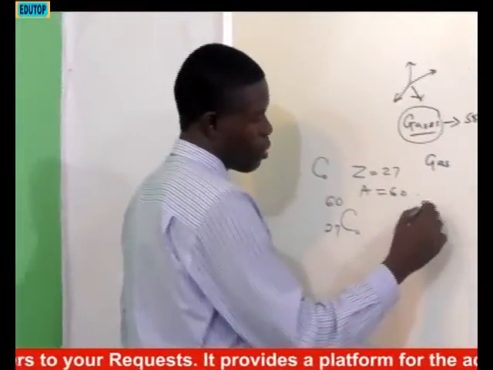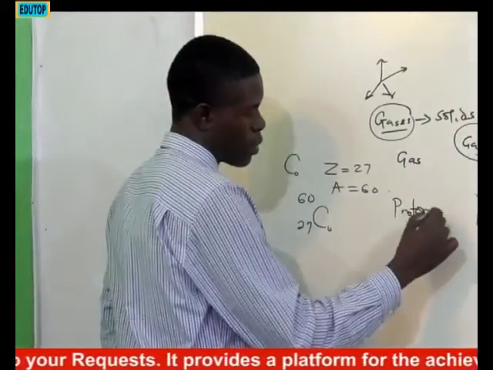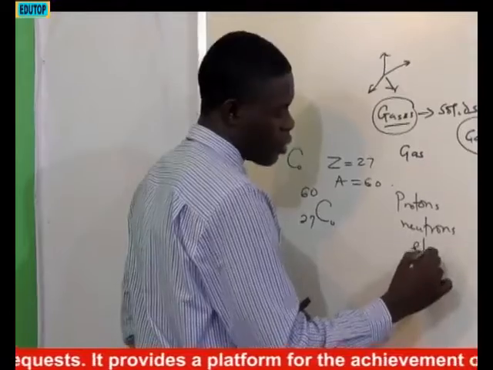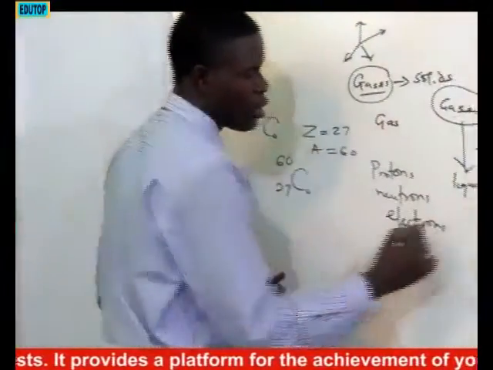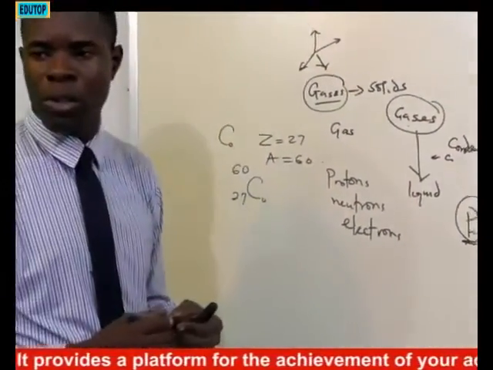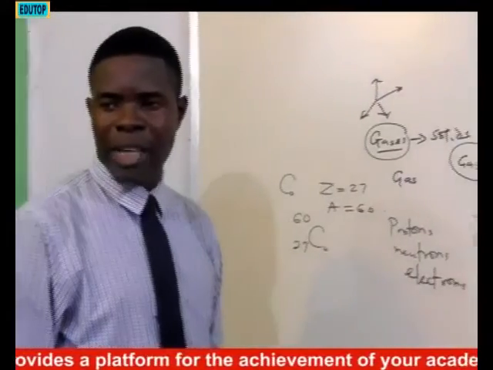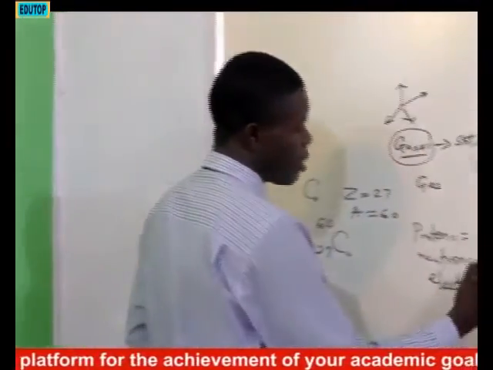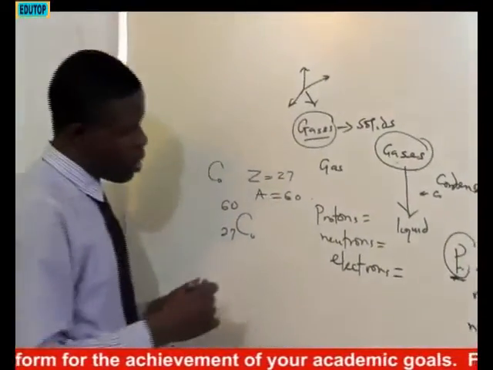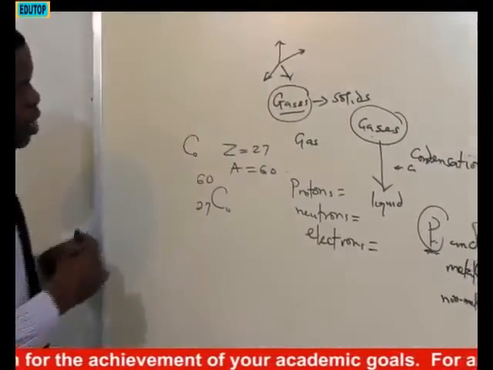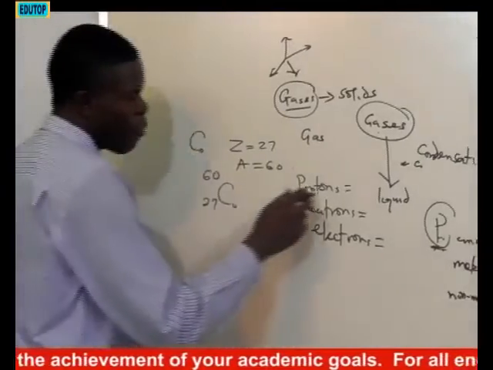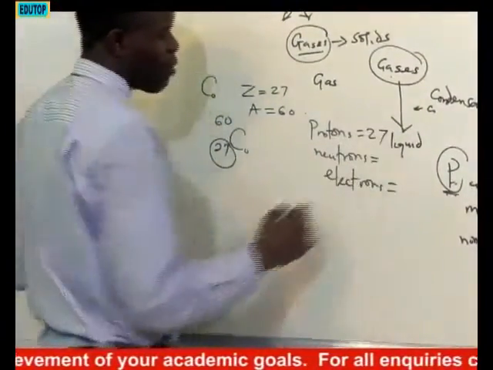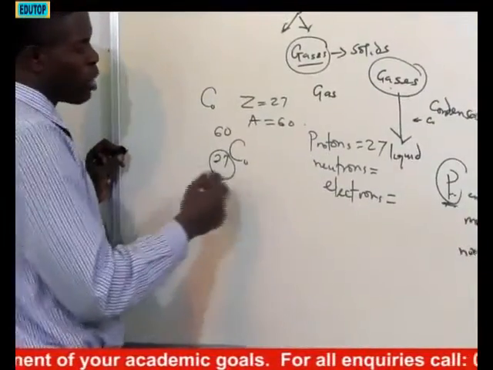Take note. So in this situation, the question asks us to determine the number of protons, neutrons, and electrons, respectively. So it has to be respectively. So let's determine it. Based on our residual knowledge, we know that the number of protons is the atomic number. So automatically the number of protons will definitely be 27. Number of neutrons, how do we calculate the number of neutrons?